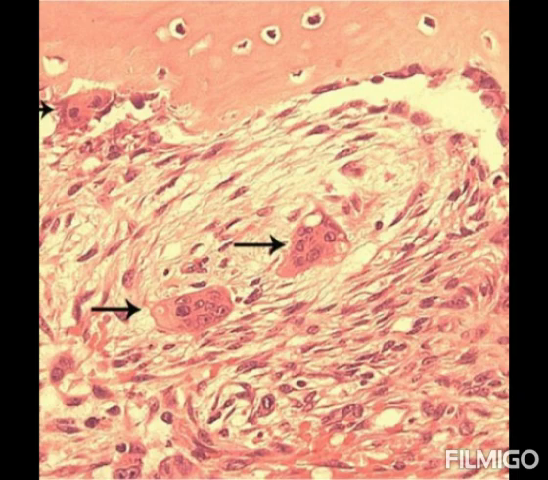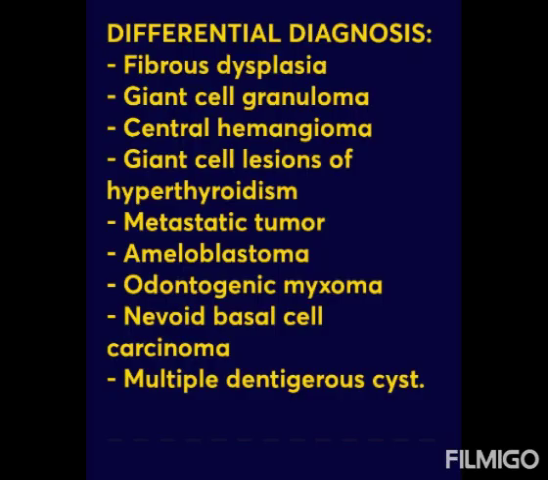Next, moving on to the differential diagnosis. Here the first one is fibrous dysplasia. Fibrous dysplasia is unilateral, and cherubism is bilateral. And giant cell granuloma occurs frequently in the anterior segment of the mandible, but cherubism most commonly involves the posterior part of the maxilla and mandible.